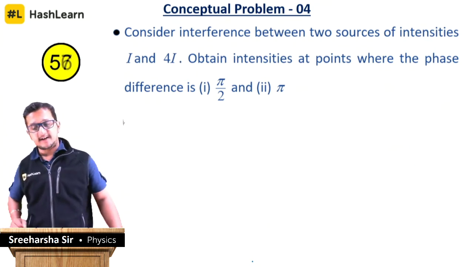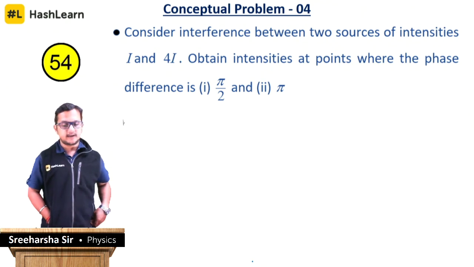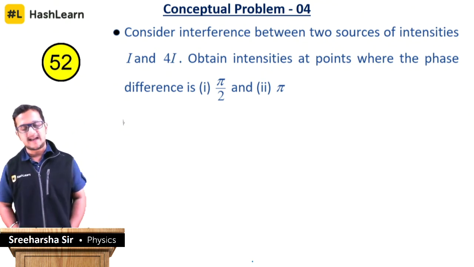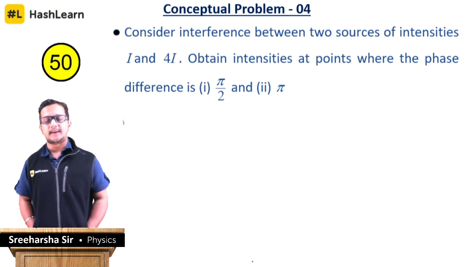So consider interference between two sources of intensities I and 4I. Obtain the intensities at the point where the phase difference is pi by 2 and pi.